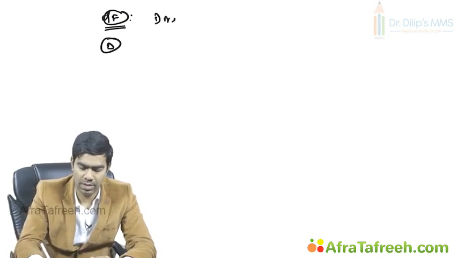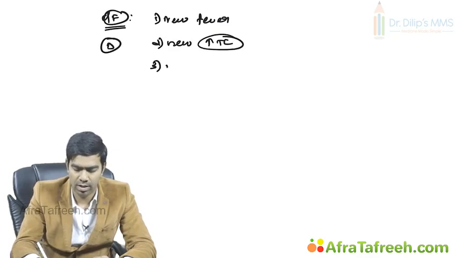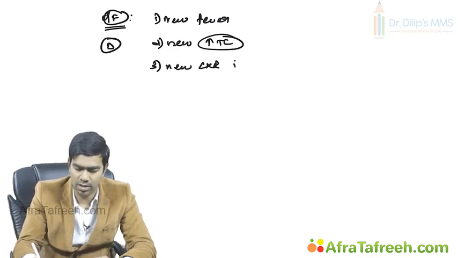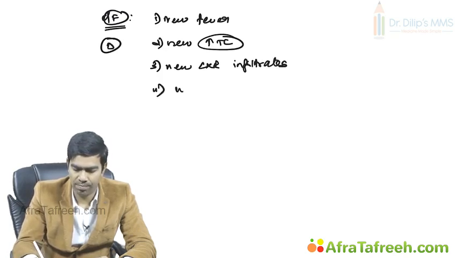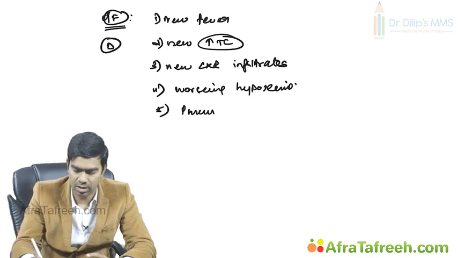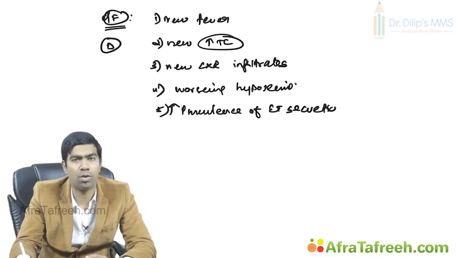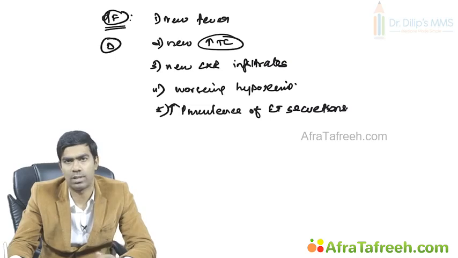Point number 1, if the patient is getting a new fever when on a ventilator, a new increase in the WBC count when on a ventilator, or a new chest X-ray infiltrate when on a ventilator. Number 4, if the patient is having worsening hypoxemia on a ventilator, this can have a lot of causes. And if the purulence of ET secretions is increasing, which means the ET secretions are becoming more and more pus-based, more and more purulent, you can suspect there is something going on.